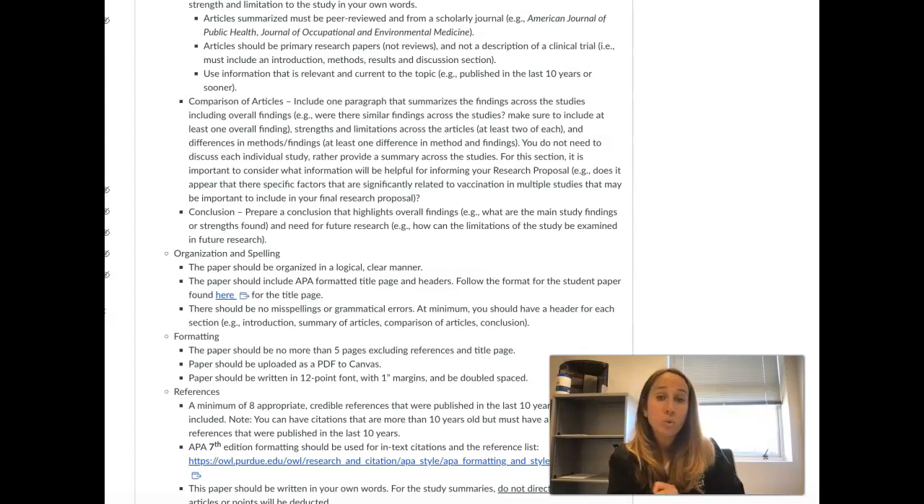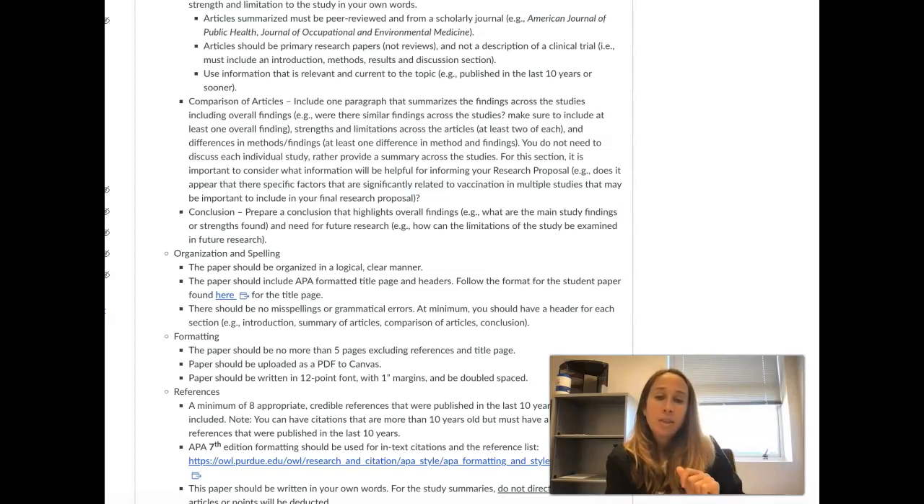You also want to talk about strengths and limitations across the articles. You need to have 2 strengths and 2 limitations that you find across all the articles. Do not summarize the strengths and limitations of every single article individually in this paragraph. Rather, what is it that you saw across all of them? Think about any differences in the methods and findings across the articles.